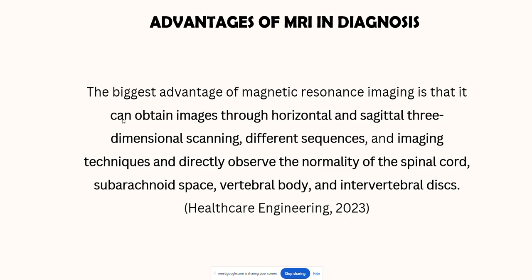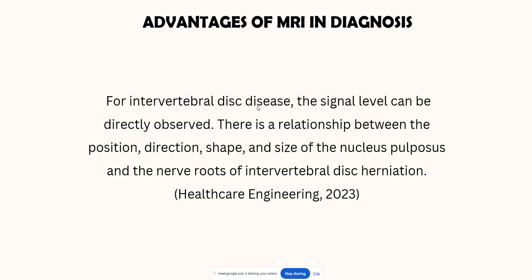Advantage of MRI in diagnosis. The biggest advantage of MRI is that it can obtain images through horizontal and sagittal three-dimensional scanning, different sequences and imaging techniques, and directly observe the normality of the spinal cord, subarachnoid space, vertebral body, and intervertebral disc. For intervertebral disc disease, the signal level can be directly observed. There is a relationship between the position, direction, shape, and size of the nucleus pulposus and the nerve roots of intervertebral disc herniation.